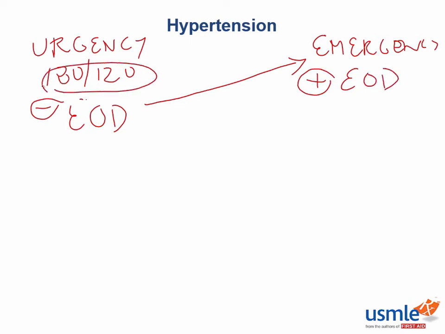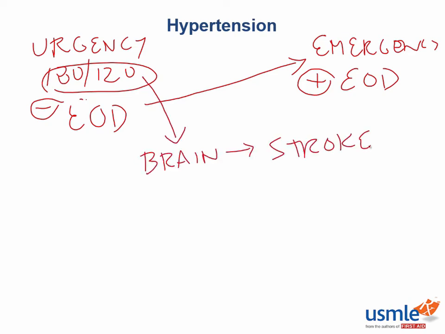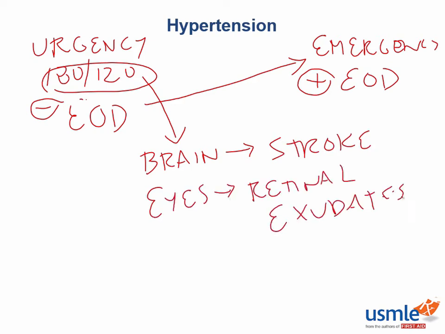Same pressures. Now, these super high pressures lead to end organ damage by damaging the vasculature in the organs that we're worried about. So this super high pressure in the brain can lead to encephalopathy or stroke. In the eyes, they can lead to retinal hemorrhages or exudates or papilledema.